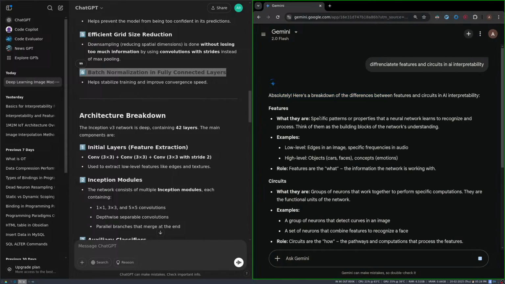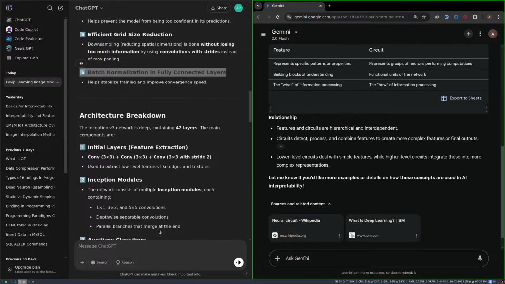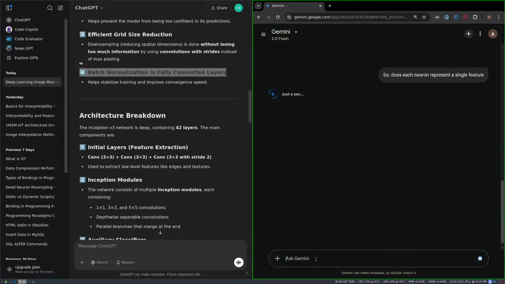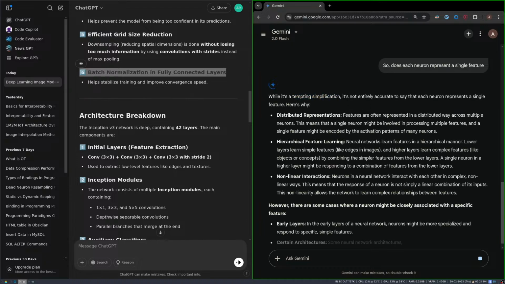Absolutely, okay. Features are properties that a neural network learns to recognize and process. Think of them as building blocks, like lower level edges. A group of neurons. Wait, so does each neuron represent a single feature? Well, as a simplification, it's not actually entirely accurate.